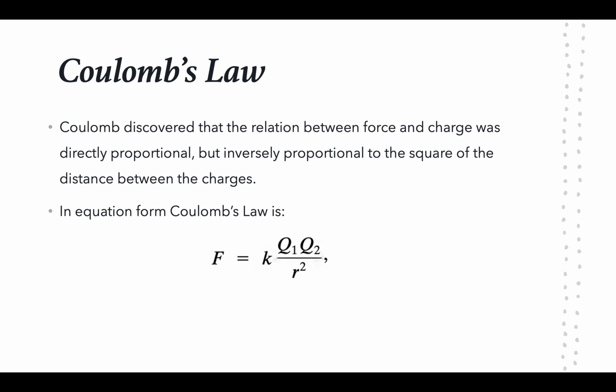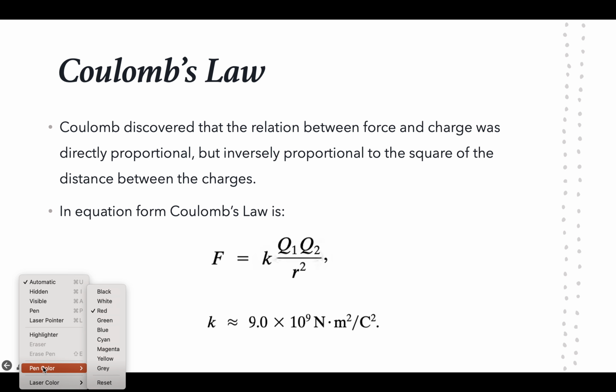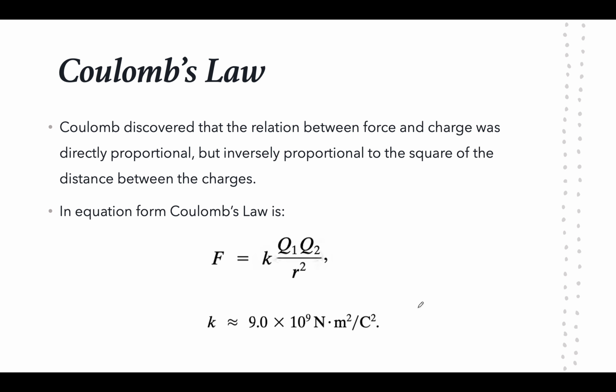The value of k is 9 times 10 to the power of 9 newton meters squared per coulomb squared. Another way of representing k is by saying that k is also equal to 1 over 4 pi epsilon 0, where epsilon 0 is known as the permittivity of space.